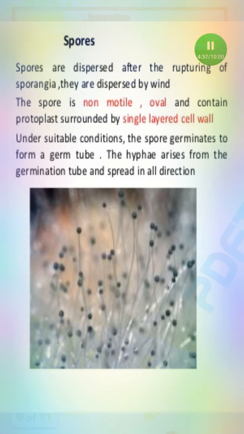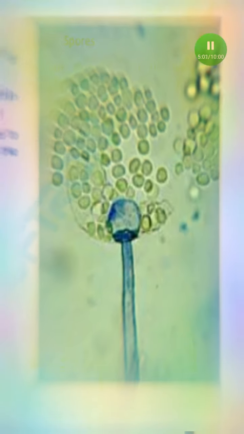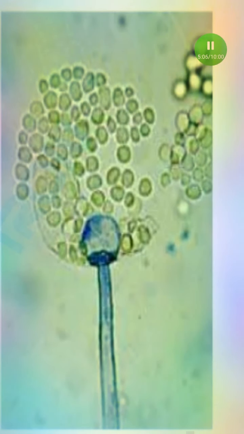You see spores. Spores are dispersed after the rupturing of sporangia. They are dispersed one by one. The spore is non-motile, oval, and contains protoplasm surrounded by a single-layered cell wall. Under suitable conditions, the spore germinates to form a germ tube. The hyphae arise from the germination tube and spread in all directions. Diagram of Mucor.